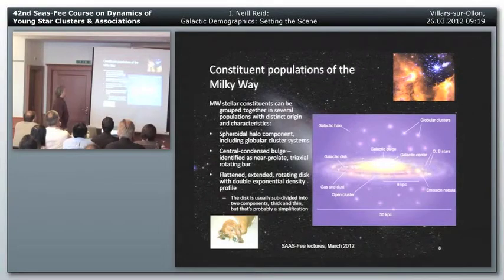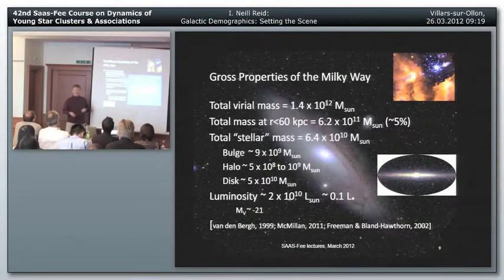The constituent populations, we're all familiar with this. There's the galactic halo, a large spherical structure which is generally characterized by globular clusters. The disk itself, which is where the Sun lives, is perhaps 10 kiloparsecs in radius. The central bulge, which we still don't really understand how it formed. It now looks as if the bulge is mainly dominated by a bar-like structure. The disk itself is rotating. It's usually subdivided into two components, the thin disk and the thick disk. We'll say a bit more about that later.